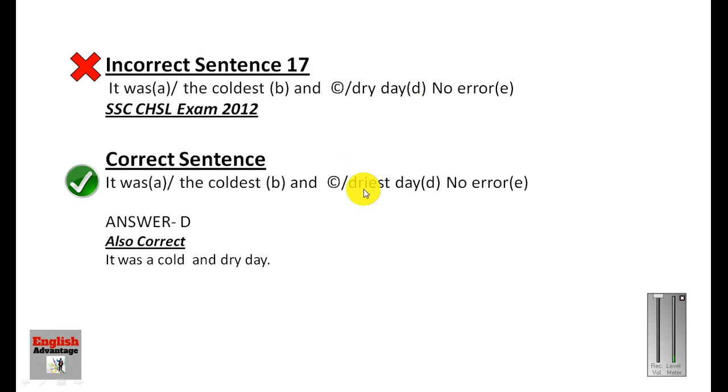The same day is driest as well as coldest. Sorry. So it was the coldest and driest day. But this can also be said like this: it was a cold and dry day. Both degrees are positive, dry and cold. So this sentence is also correct. Now let us see the next sentence.